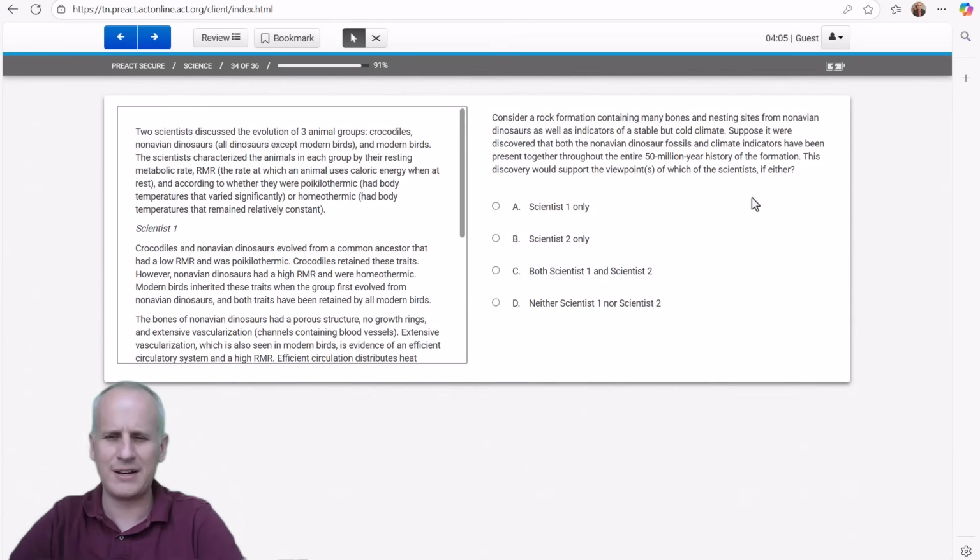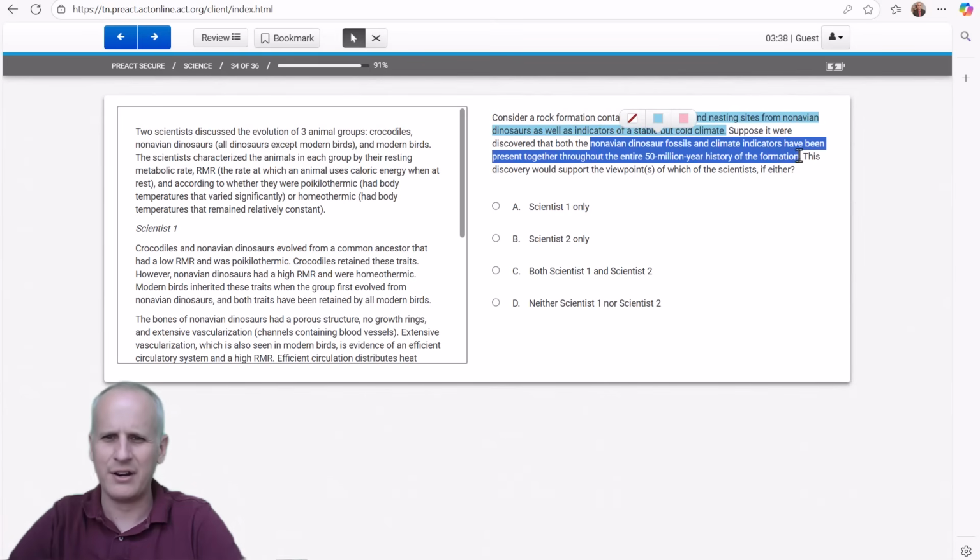We move on to the next question, and even though you probably feel like you're pressed for time, you've got to be going at about a minute per question. So with three questions left in about 4 minutes, we're in fine shape. So here, consider a rock formation containing many bones and nesting sites from non-avian dinosaurs, as well as indicators of a stable but cold climate. Okay, so we've got bones and nesting sites from non-avian dinosaurs, and it's cold. Suppose it were discovered that both the non-avian dinosaur fossils and climate indicators have been present together throughout the entire 50 million year history of the formation. This discovery would support the viewpoint of which scientist, if either?